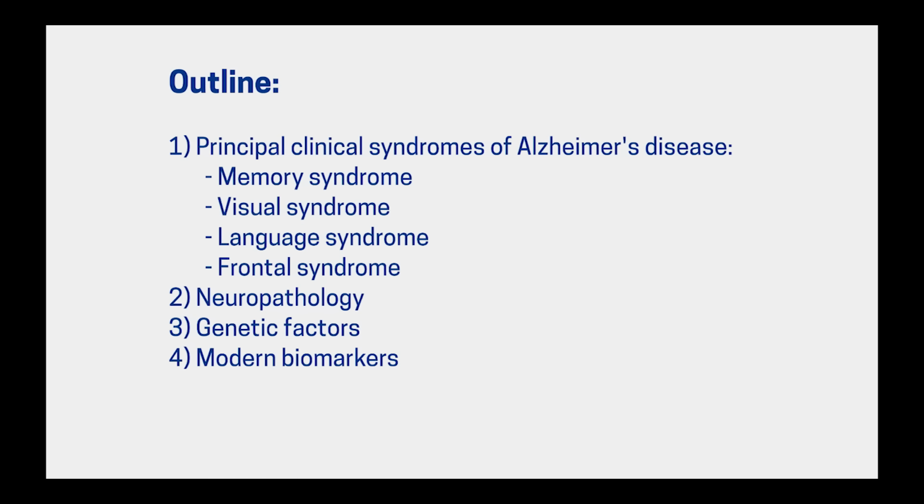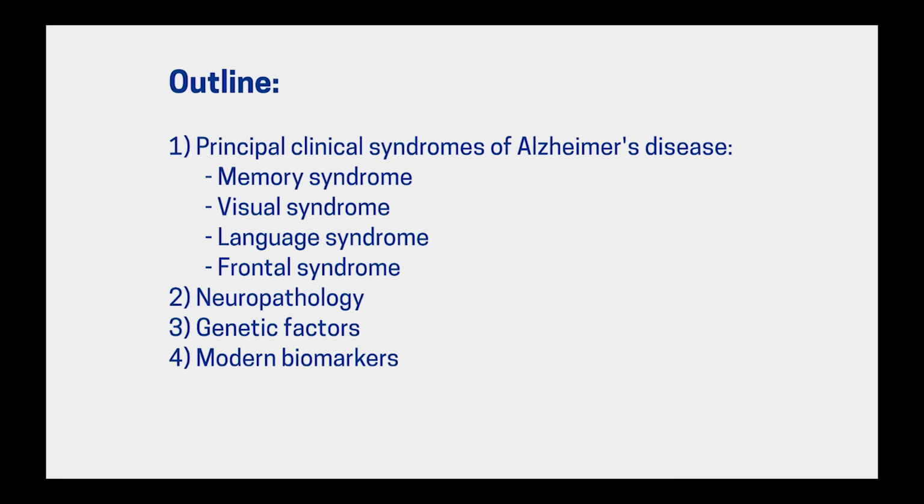So we're going to cover a few things today. We're going to talk about how Alzheimer's disease presents itself when it affects people, and what the different symptoms are that they can manifest. How do they present to us in clinic? And we will see that there are different ways in which Alzheimer's disease can manifest itself.